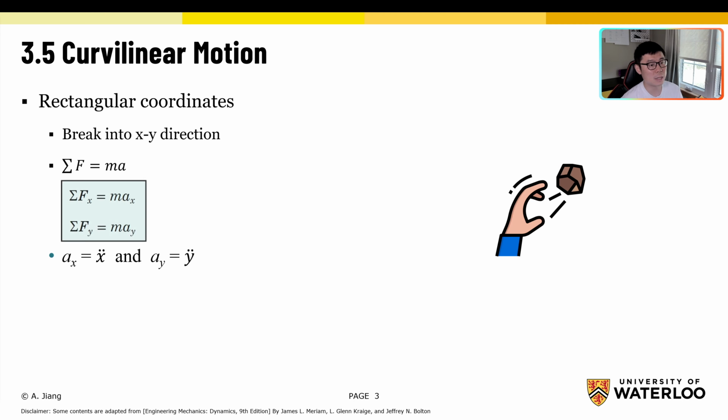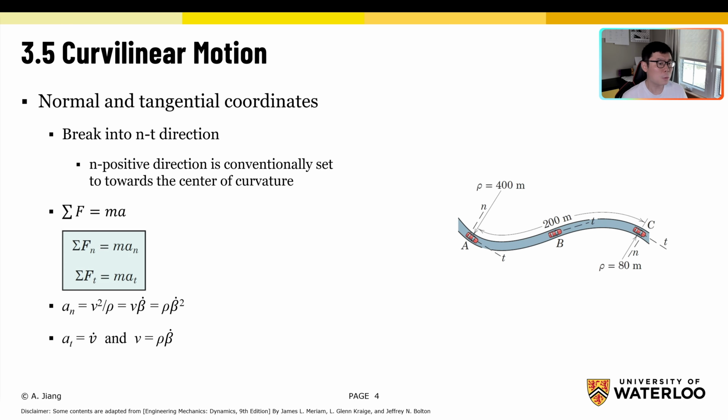When using rectangular coordinates, or the xy system, we always want to break things into x and y direction and analyze them separately with F equal to ma, or break it into sum of Fx and sum of Fy, and then that will give you ax and ay. If we want to use the normal and tangential coordinate system, or the NT system, we will then break everything into the n and t direction.